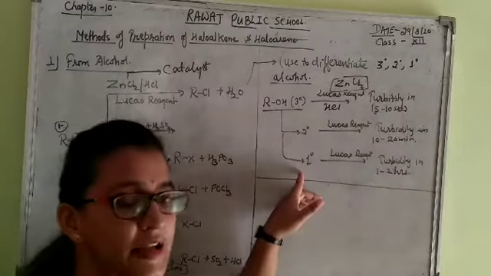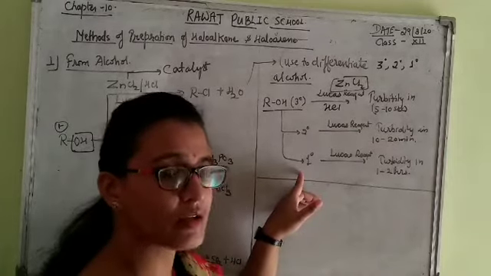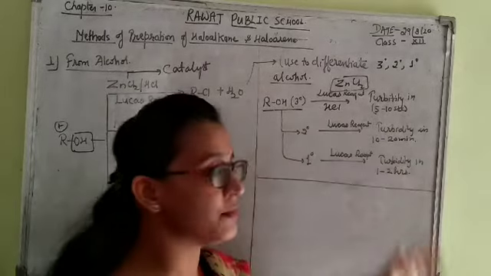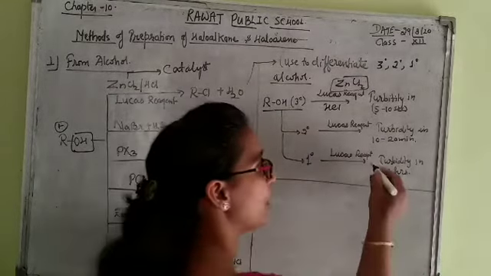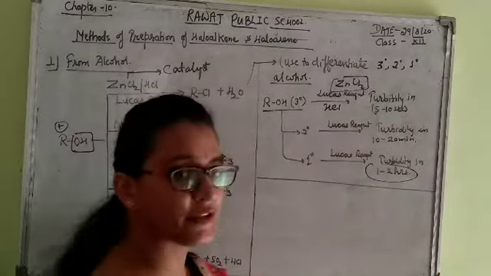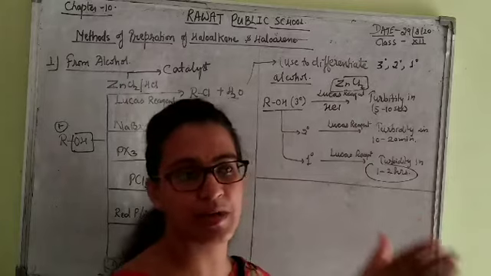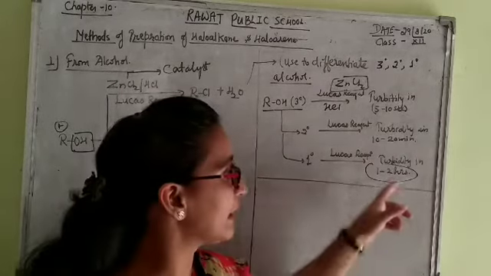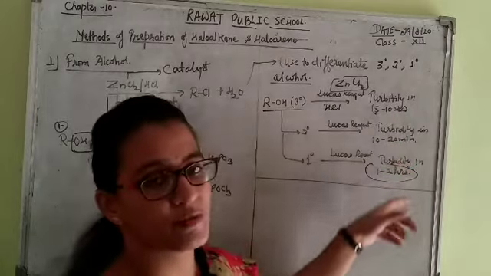Now what happens if we take a primary alcohol? In the case of primary alcohols, the turbidity comes but it takes about 1 to 2 hours. So that's why we can easily differentiate tertiary, secondary and primary alcohols if we have three reaction mixtures, by the time taken to form the turbidity.